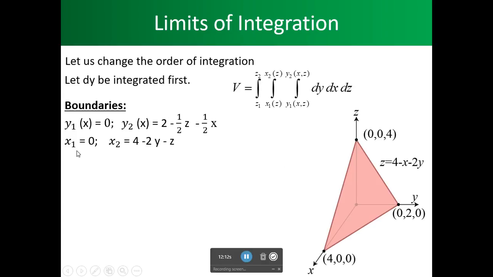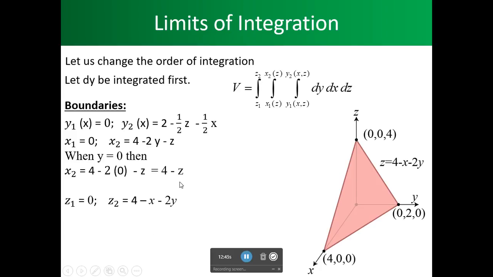So next we'd like to look at our x1. That we know is 0. And now we have our x2 is equal to what? We solve for this equation. Bring x to the other side, and what happens? We get 4. We bring the z back to the other side, a minus z, and we already have a minus 2y. So when y equals 0, then x2 equals what? We plug in 0 here and we get 4 minus z.